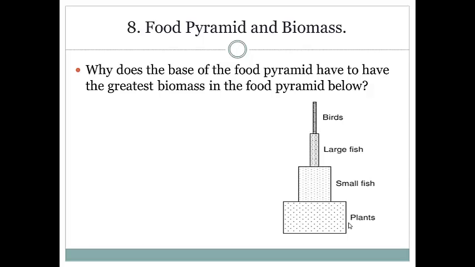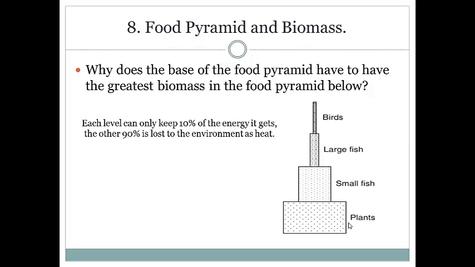So next question is about food pyramids and biomass. Biomass is just the mass of all of the living things at a particular trophic level. At the bottom, the base has the greatest biomass, and those are going to be our plants or our consumers. In this particular ecosystem, the plants would then be consumed by small fish, which would be consumed by large fish, which then could be consumed by birds.